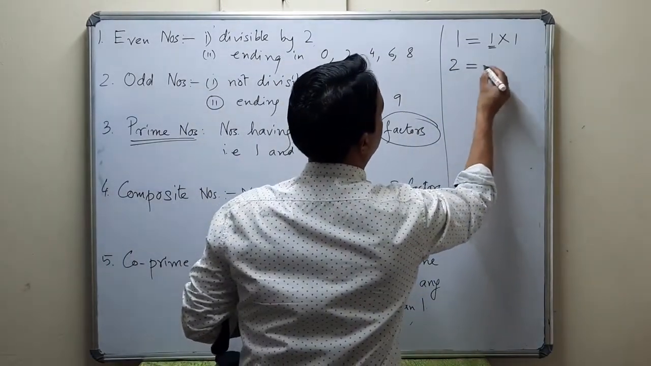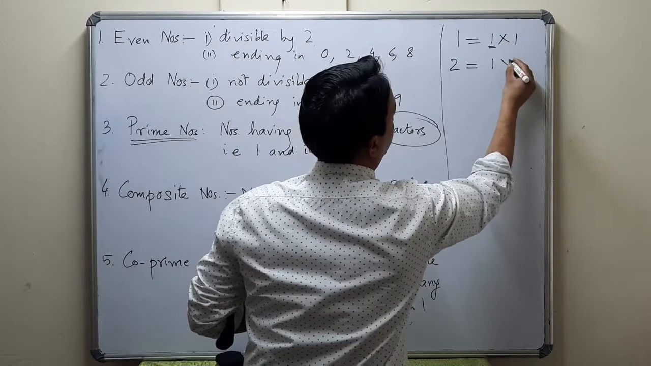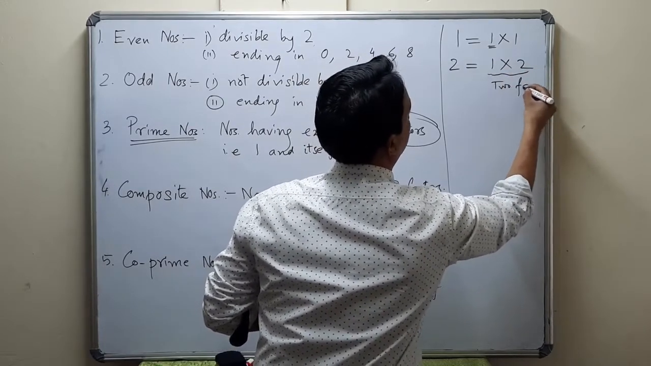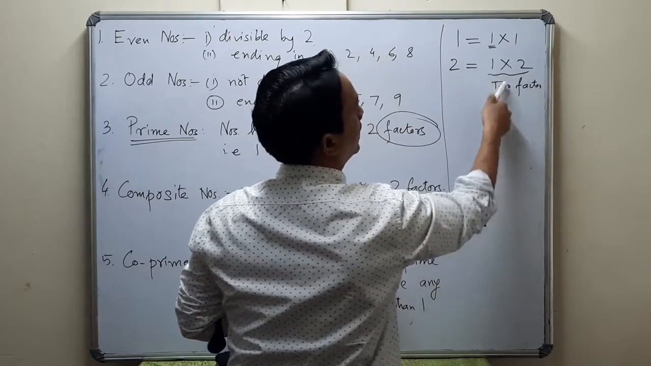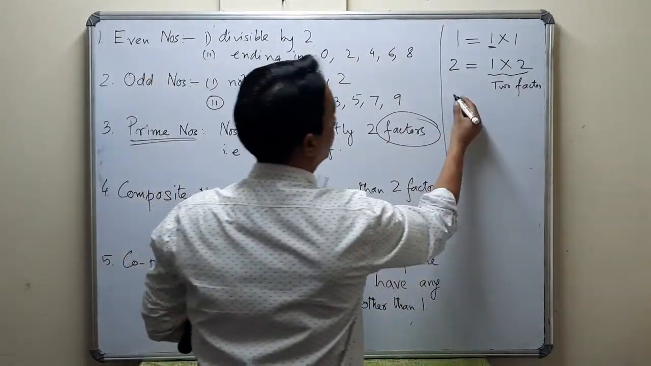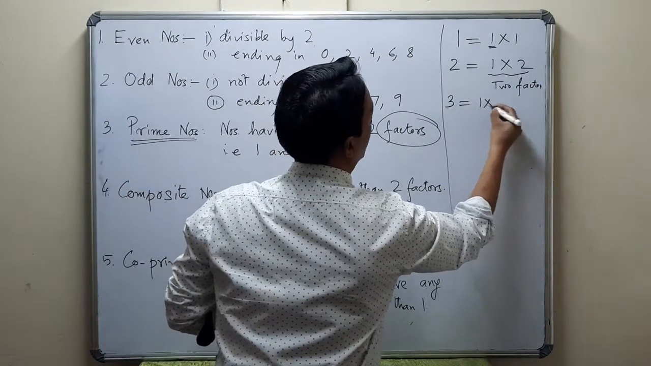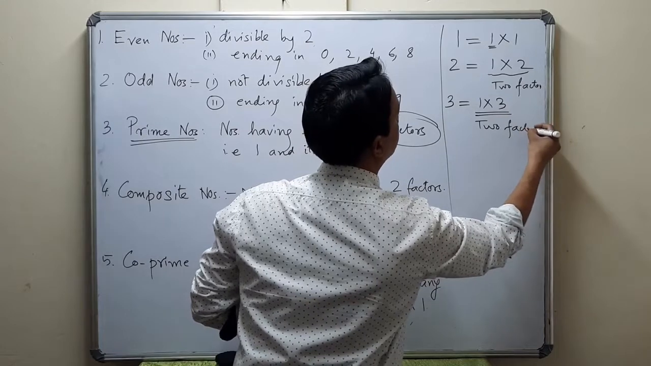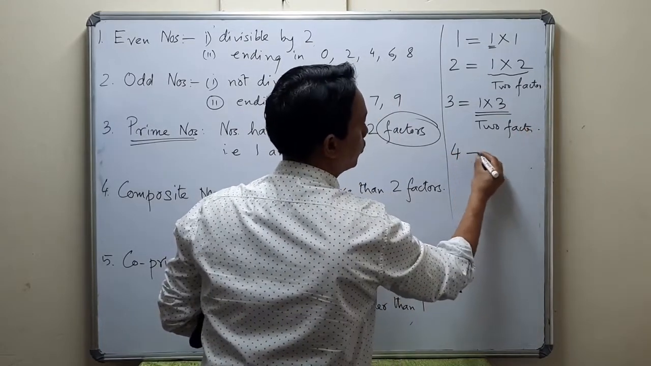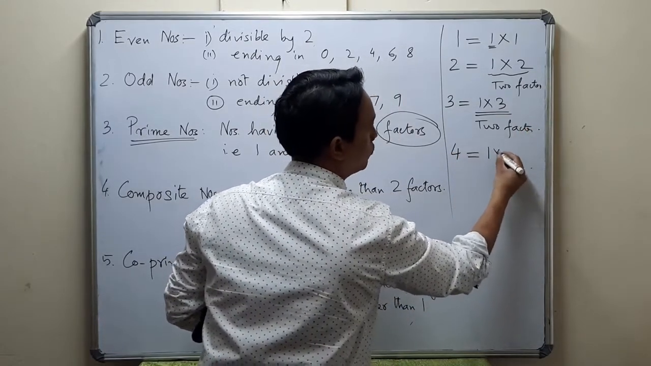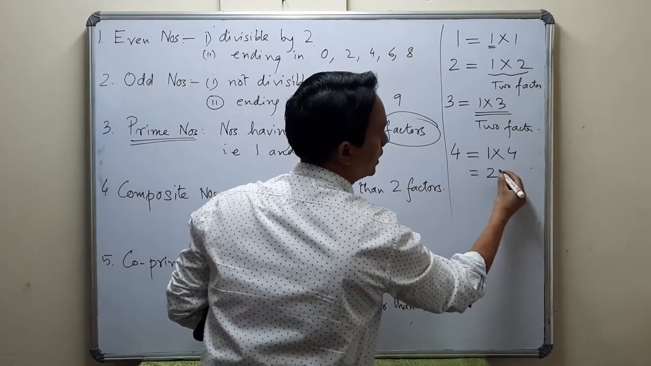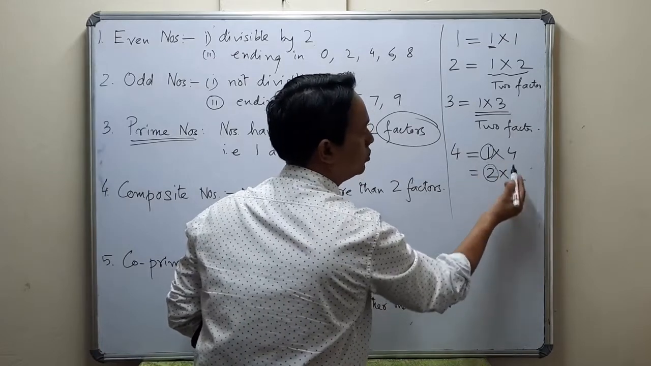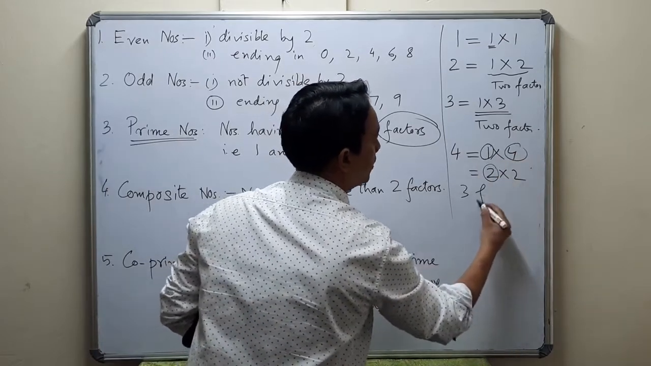If I write 2, it can be written as 1 into 2. That's it. How many factors? 2 factors, 1 and 2. Now, if I write 3, it will be 1 into 3. Again, 2 factors. But if I come to the number 4, it will be 1 into 4, and we can also write it as 2 into 2. So if I count how many different factors: 1 is one factor, 2 is another, and the third is 4. So we have 3 different factors.